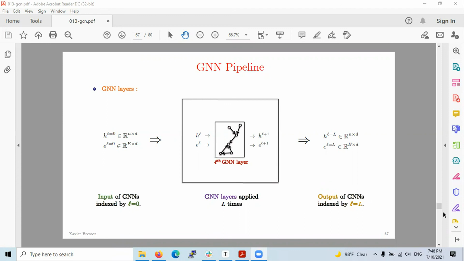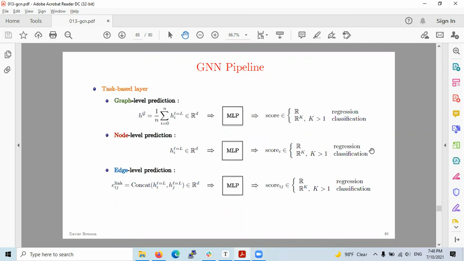And then you have the last layer, the task-based layer, where you have to do a graph-level prediction. It's a regression or classification based on the score that we have. It could be a multi-layer perceptron, or he just talks about MLP here. Probably we could have another type of task-based layer. It could be other simple machine learning algorithms here as well, probably.